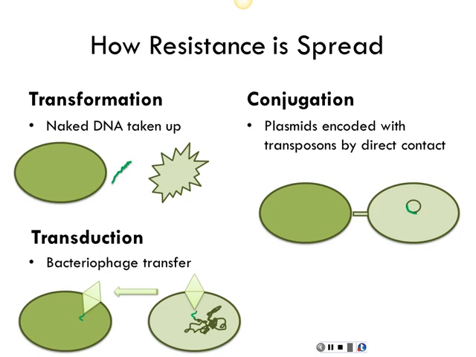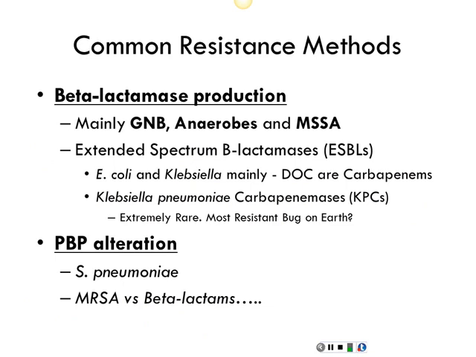So some of the common resistance methods is through beta-lactamase production. And we've talked a little bit about that already, in which there's basically an alteration. You've got bacterial cells that encode for beta-lactamases that can go up and chew the beta-lactam up.